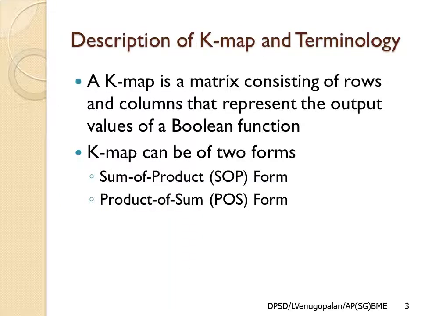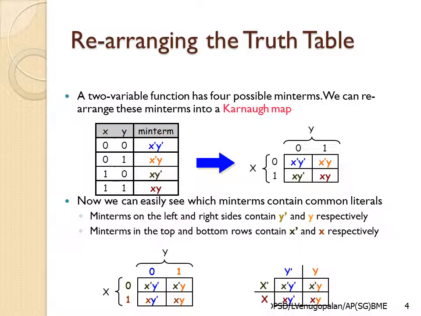So, a K-map is described as a matrix consisting of rows and columns that represent the output values of a Boolean function. It can either be in sum of products form or product of sums form. So, suppose I have a truth table here. Let us switch on the laser pointer.